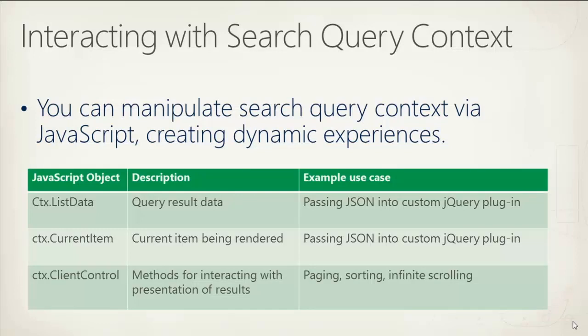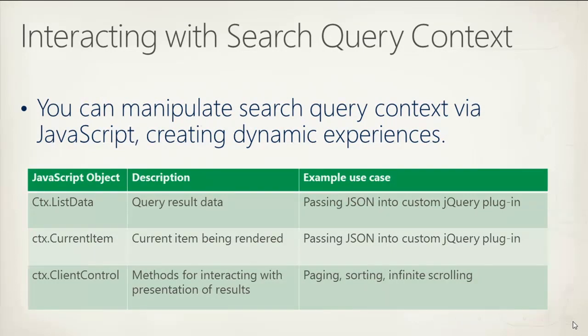And there's a few objects. There's the list data object that shows you all of the query results. And you could, if you wanted to, use this directly. If you had your own jQuery or other plugin that would rather have the data in JSON format and not in the HTML format the display template turns it into, you can interact with that data earlier and pass it that way. Similarly, for current item, in an item display template, if you want to do the same thing, that'll give you the data for the current item being rendered.